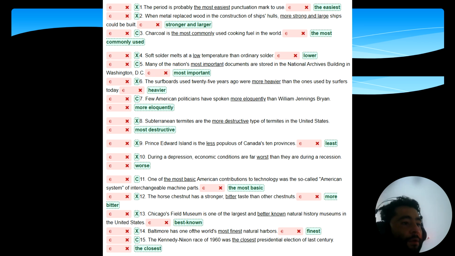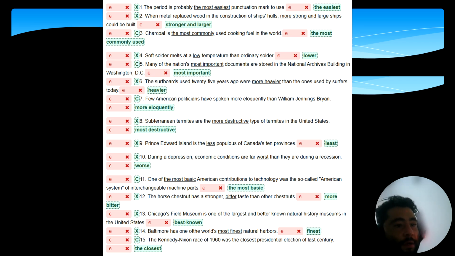In the case of number twelve, remember that bitter, per se, is just a word. And to create the comparative, we use more because it has two syllables. More bitter taste than.